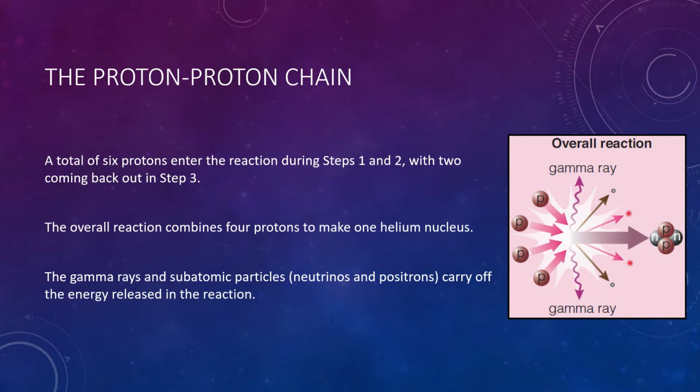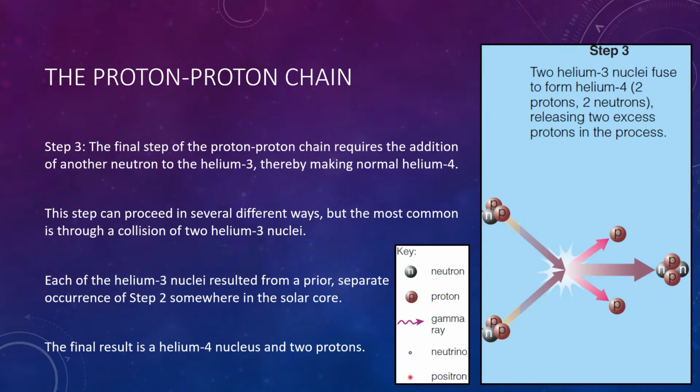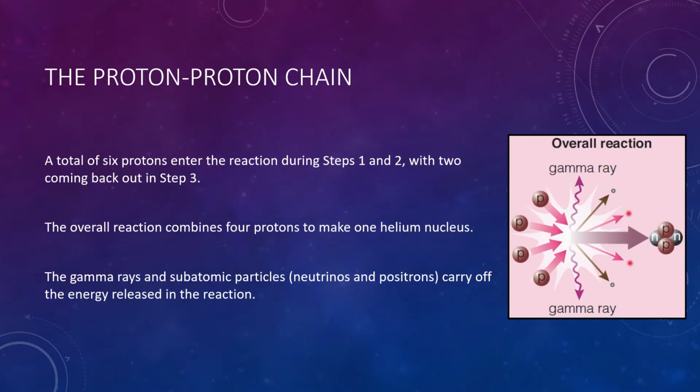2 come back out though, right? So 4 come together, but in step 3, we lose 2 of them back into the sun. So the overall result is that we use 4 protons to make helium. So the gamma rays and subatomic particles carry off the energy released in the reaction. So all these guys here, the gamma ray photons and everything, they give off the energy.